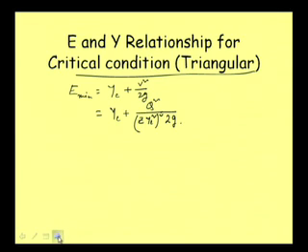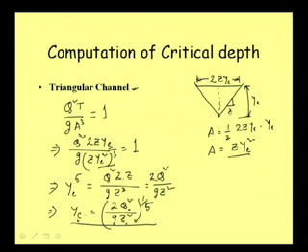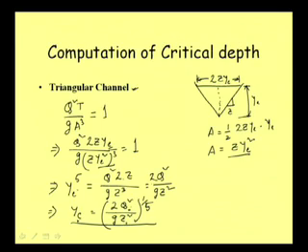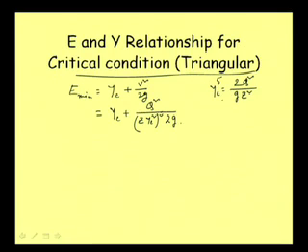And we just need to remember what relationship we got for this yc. That is yc to the power 5 is equal to twice q square by g z square. Now, we need to express this particular expression, twice q square by g z square, so that we can have it in terms of yc.